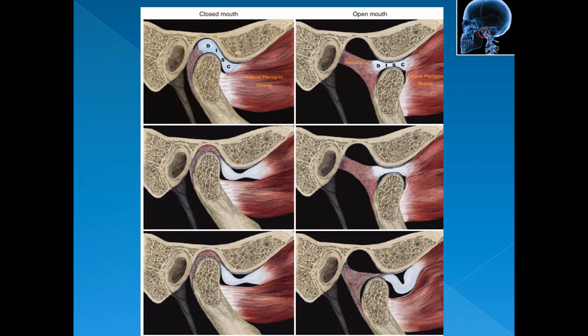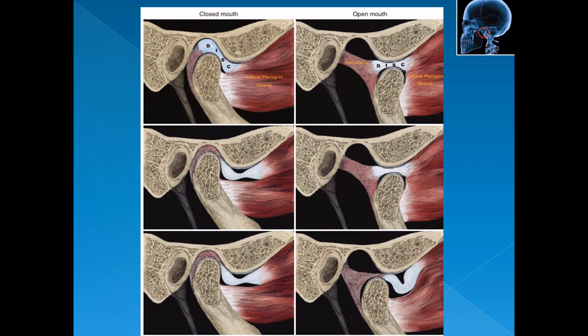Now coming to the second figure, here you can see the disc gets displaced but with reduction. So the disc gets displaced from its position between the condyle and the eminence to either an anterior or medial or lateral position, but it reduces on full opening, usually resulting in a click.